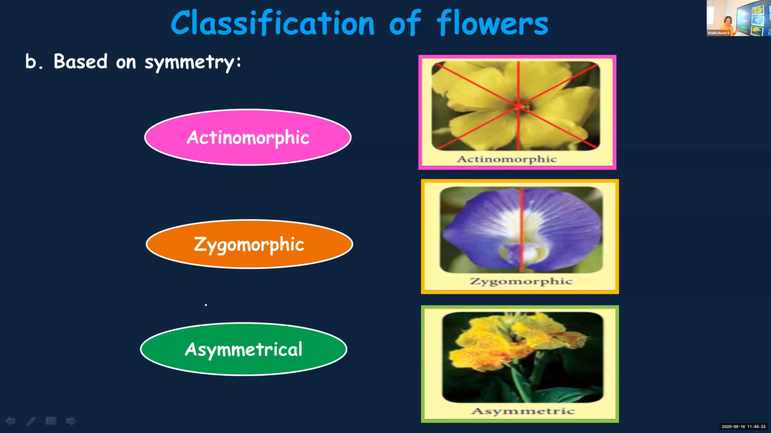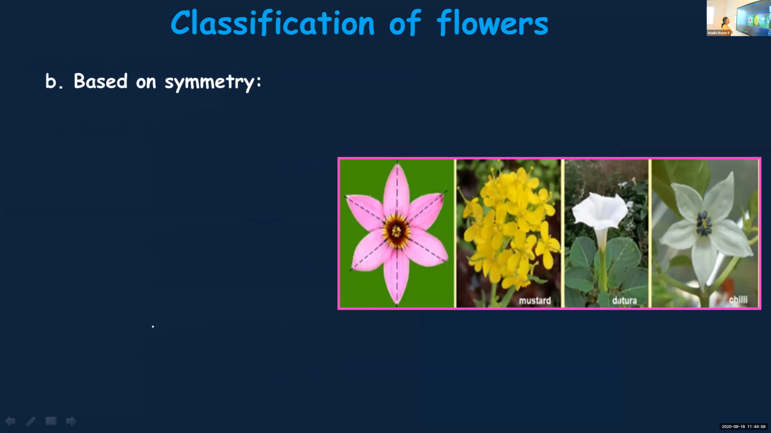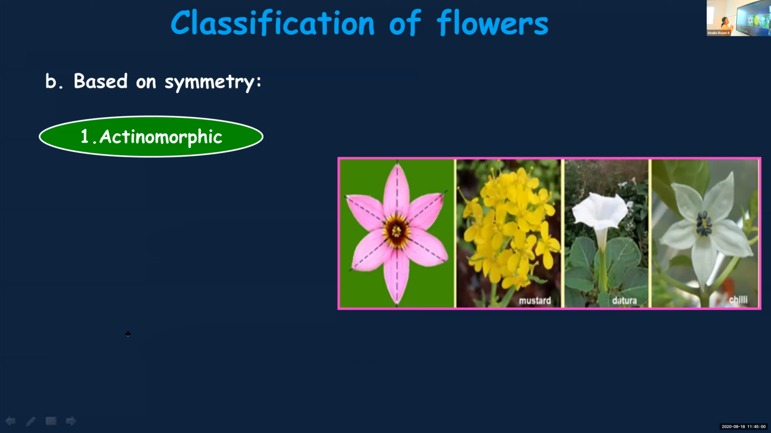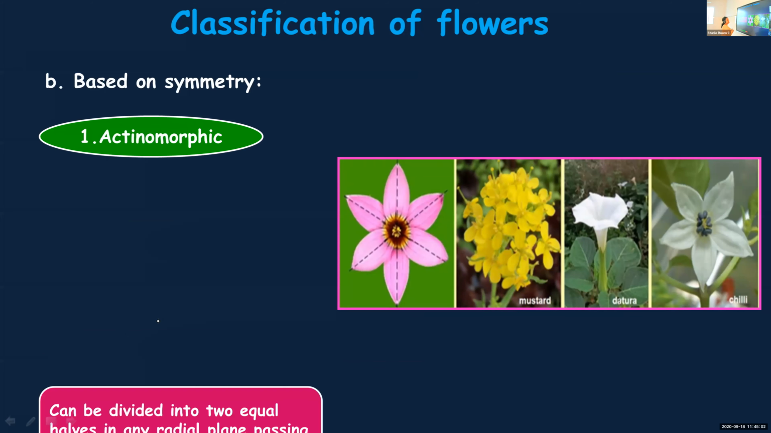So once again, the flowers can be classified into three based on their symmetry: actinomorphic, zygomorphic, and asymmetrical. Actinomorphic flowers are radially symmetrical, and zygomorphic flowers are bilaterally symmetrical, and asymmetrical flowers do not show any symmetry. Let us see each one in detail. The first one is actinomorphic. Let's see the definition for that.